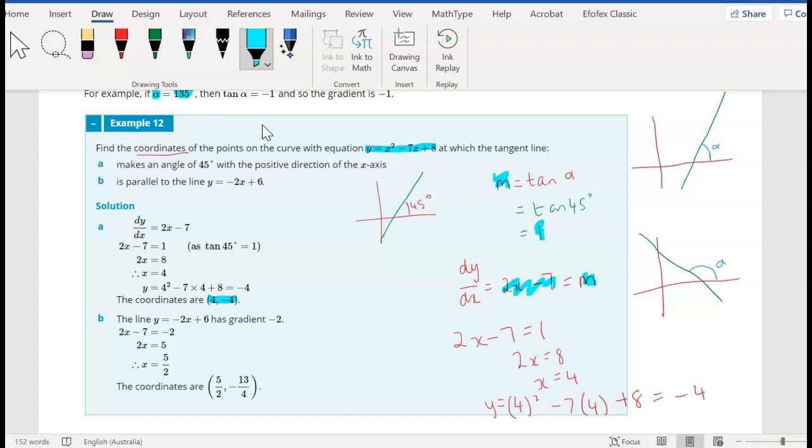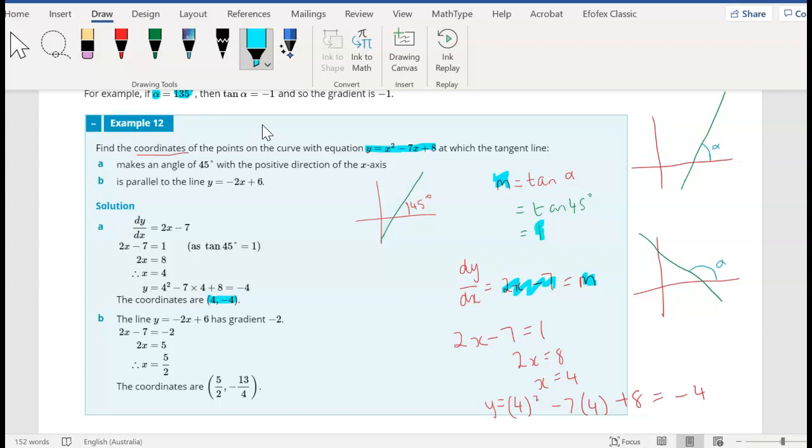So in example 12, we're kind of working backwards. Instead of being given the point and having to find the gradient, or given a function having to find the gradient at a certain point, we're finding the gradient at a point and working out what that point actually is.